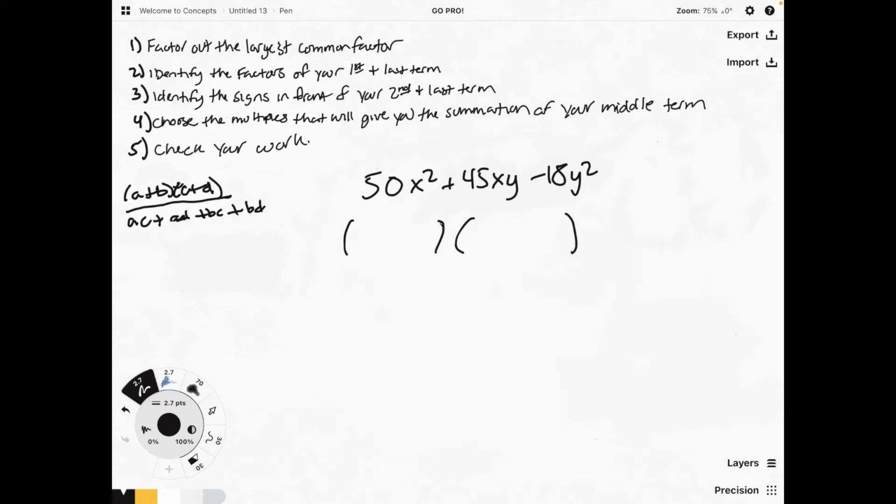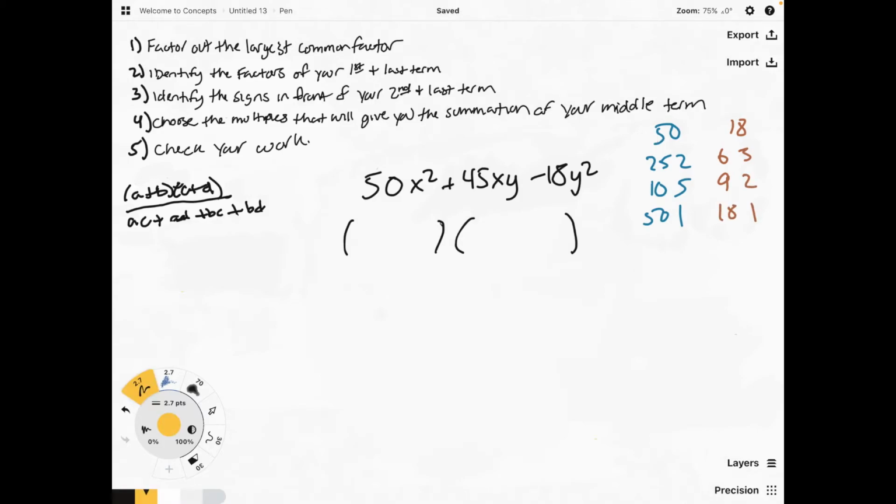Identify the factors of your first and your last term. For 50, we have 25 and 2, we have 10 and 5, and we have 50 and 1. And then for 18, we have 6 and 3, we have 9 and 2, and then 18 and 1.